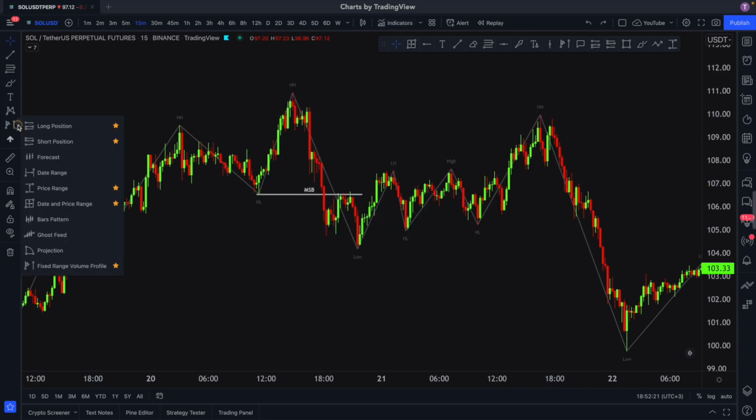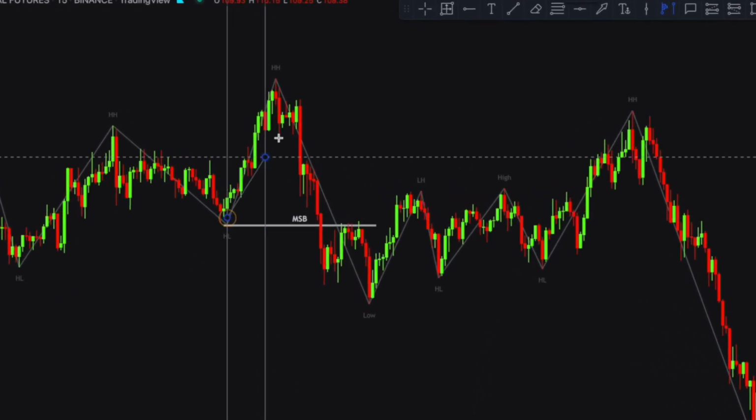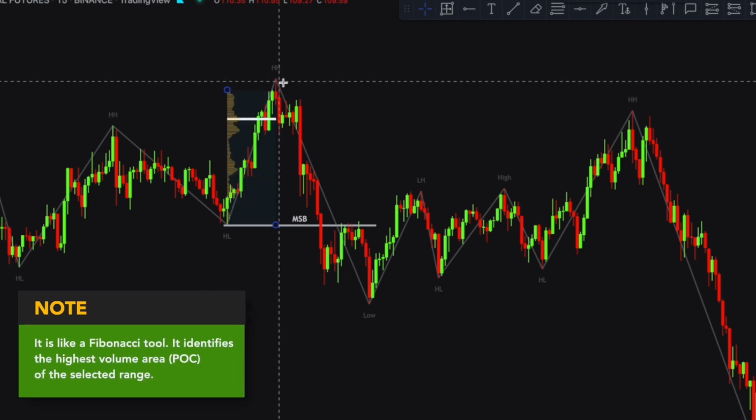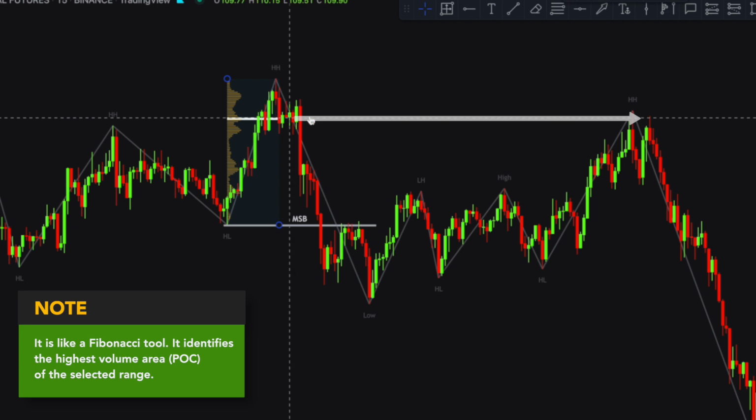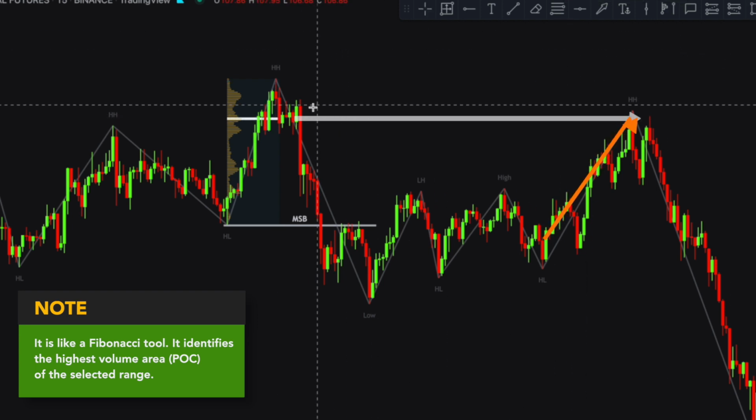So unlike the giant volume profile on the right, this tool helps me to see specific parts. Think of this tool as a Fibonacci retracement tool. It makes you identify the specific entry zones, supply and demand areas.